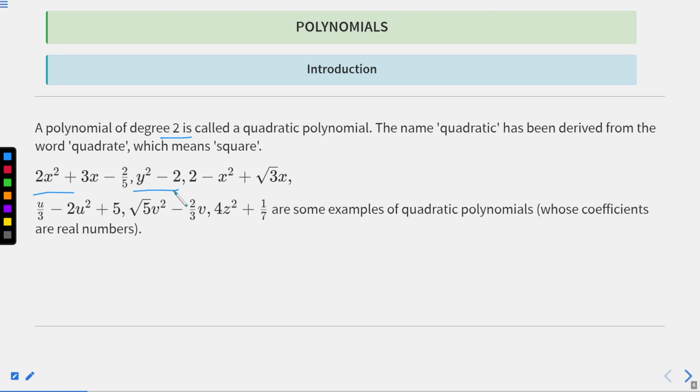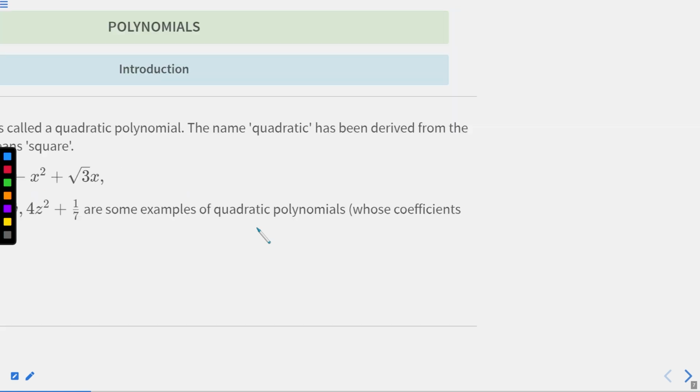With degree 2, and here 2 minus x square plus root 3 times x is also an example of a quadratic polynomial. Similarly, u by 3 minus 2u square plus 5 is also a quadratic polynomial. Root 5 times b square minus 2 by 3 times b is also a quadratic polynomial. 4z square plus 1 by 7 is also a quadratic polynomial. So these are some examples of quadratic polynomials whose coefficients are real numbers.